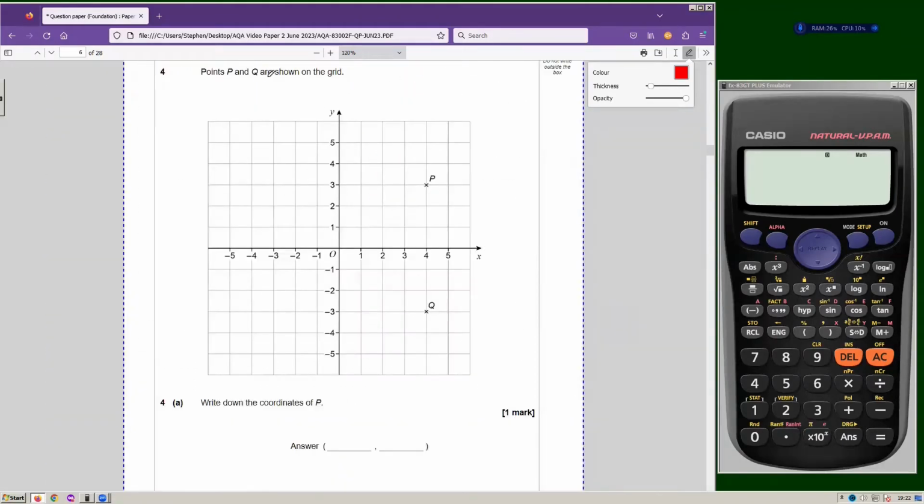Question 4. Points P and Q are shown on the grid. Write down the coordinates of P. The way I always like to do it is start from the 0, come along to the 4, well, that's our X, and then we go up 3 to the P there. So X is 4, Y is 3.